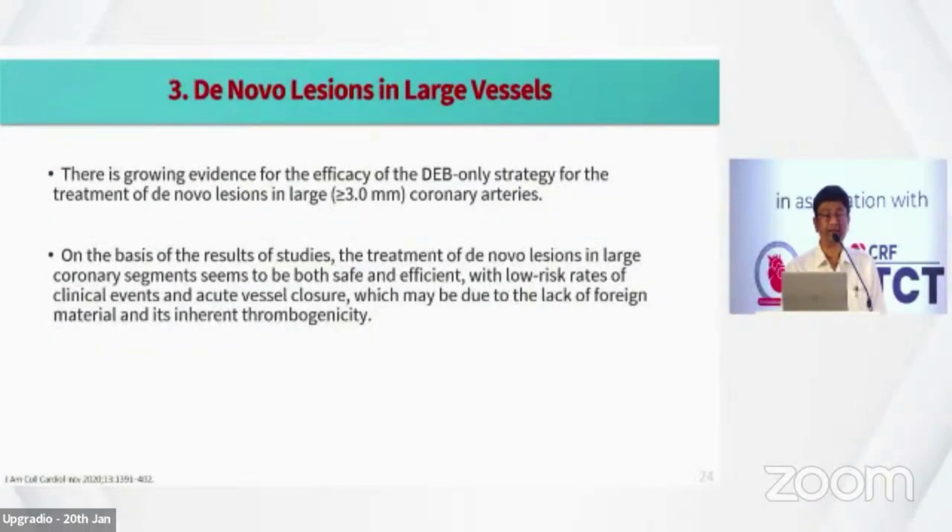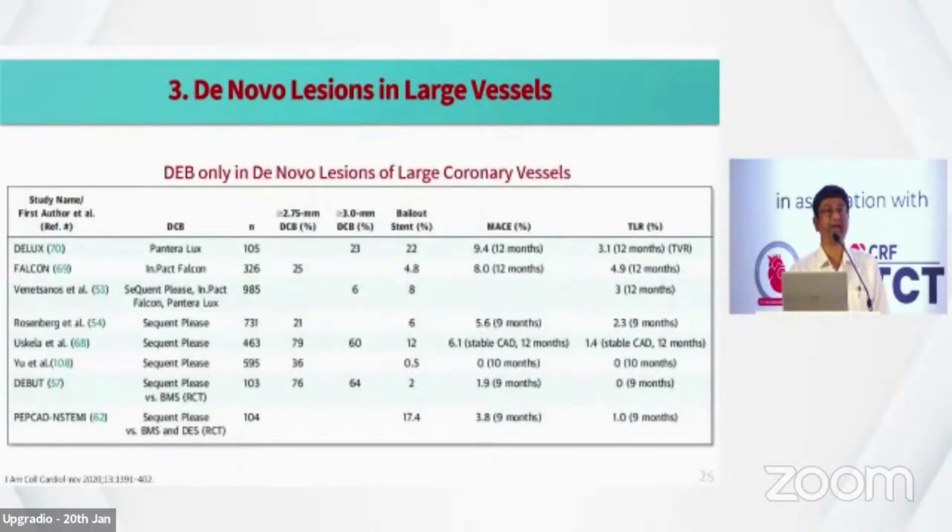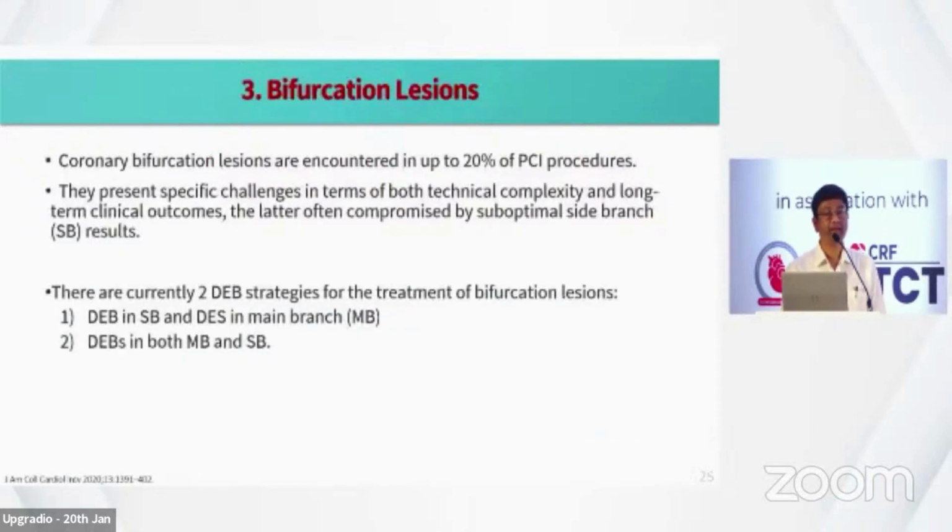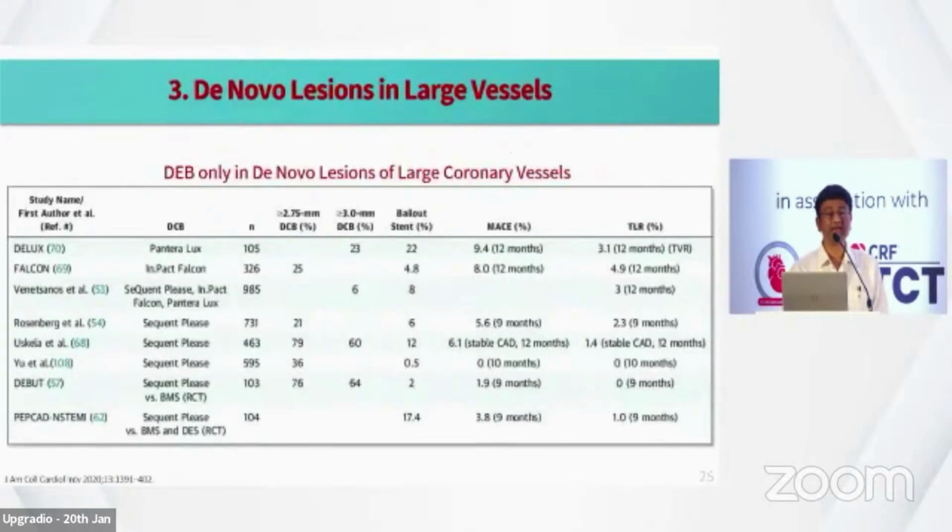Another newer thing is larger vessels. People have now started using the DEB in larger vessels. We know that in larger vessels, 3.5 mm, 4 mm, 3.25 mm, people have tried the DEB, and they have shown that even some of the dissection we can leave, and we leave no metal.